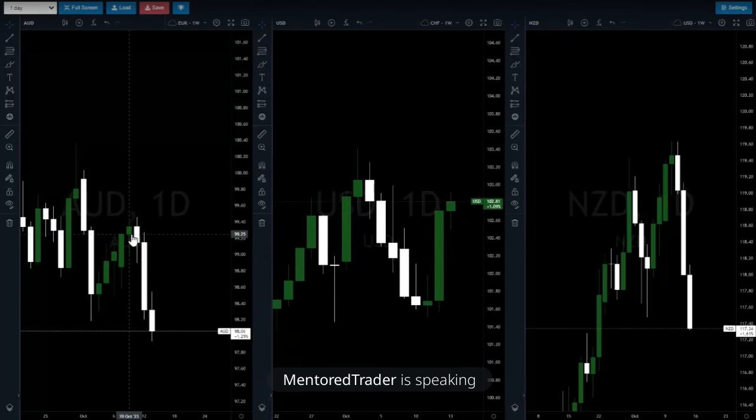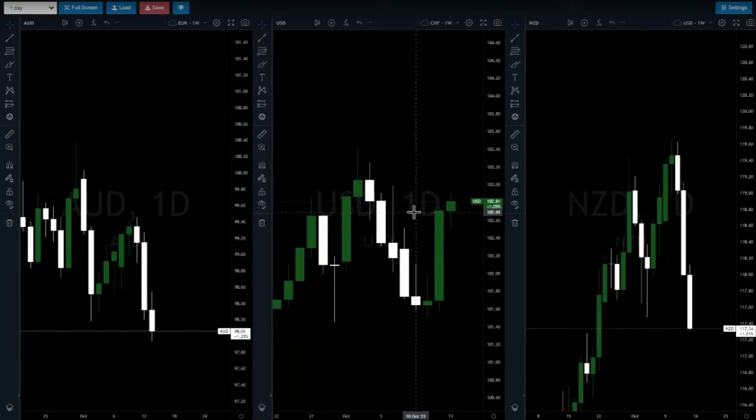So here we are consolidating. I'm not going to trade the consolidation, but you can still trade it, and you can still hold your consolidation. Okay, it's not bad.